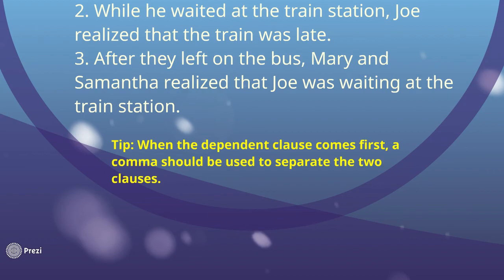I'm going to guess most people have number one, so I'm going to go up here a little bit. And then notice the little tip part below. When the dependent clause comes first, a comma should be used to separate the two clauses. If you were to write number 3 without a comma, your words are fine. Grammatically, it's going to be a run-on sentence because you need a comma there to separate the two clauses.